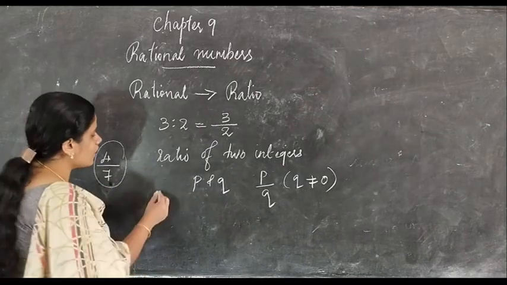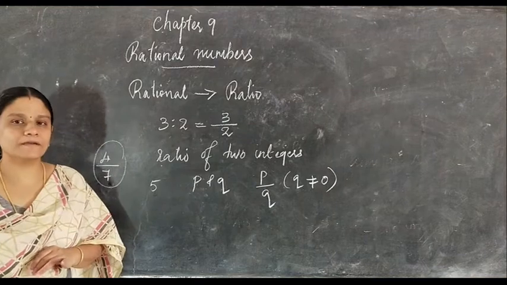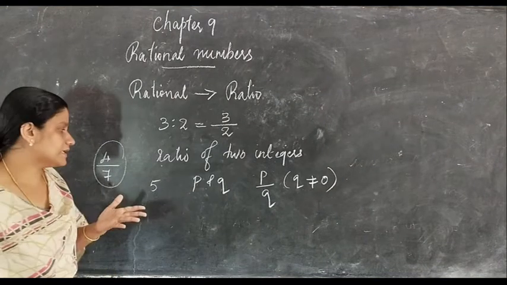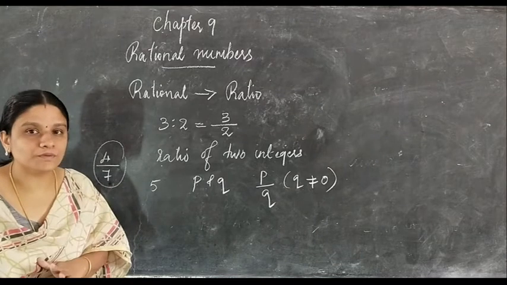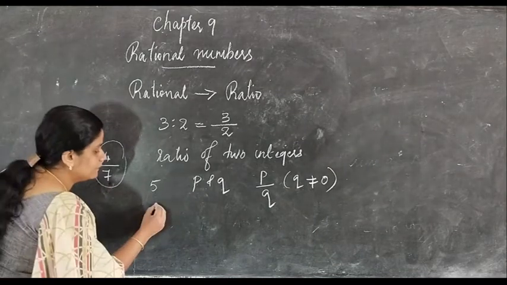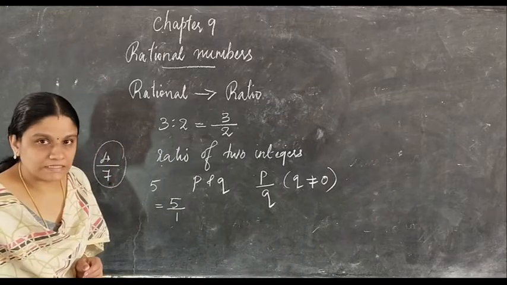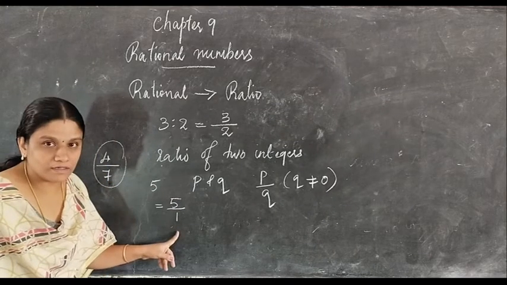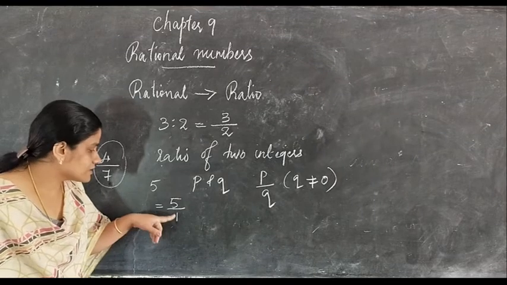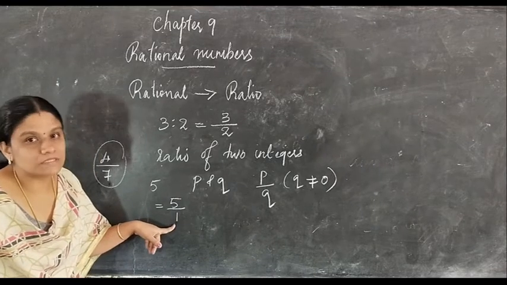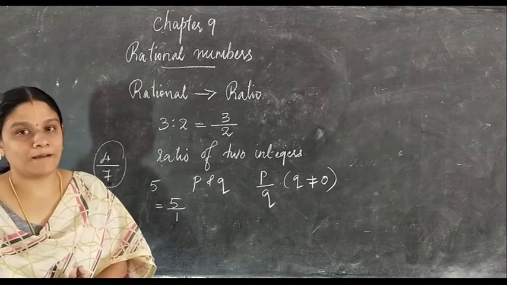Then what about 5? Is 5 a rational number? Just see, can we write 5 in the form of P by Q? Simply, we can write it as 5 by 1, where 5 and 1 are integers and Q is not equal to 0. Therefore, 5 is a rational number.